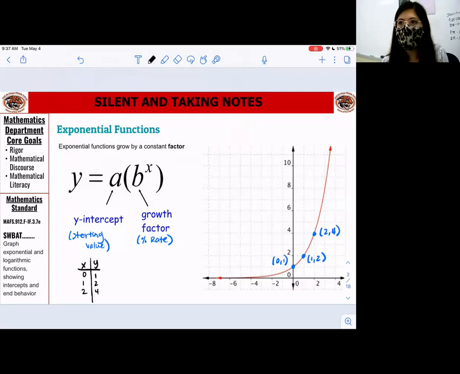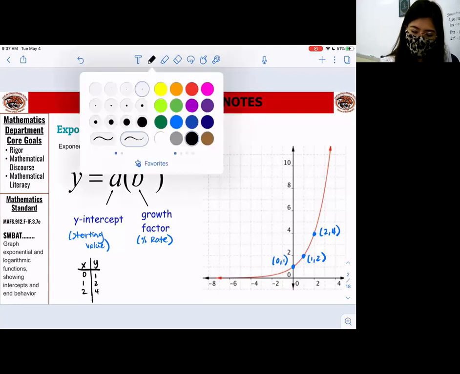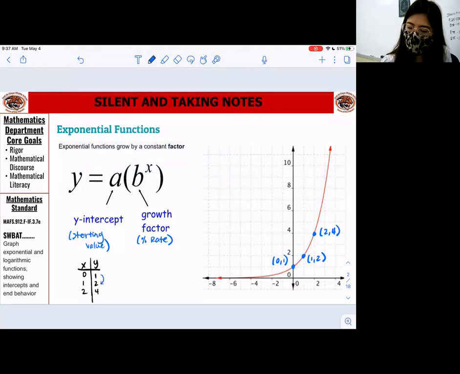From my table, from my little chart, can anyone identify the growth factor? The growth factor. What is the pattern when I go from one value to the next? Good, it goes by 2. So in other words, am I multiplying by 2 or adding by 2? Good, times 2, times 2, times 2, multiplying. So in that case, my growth factor, my B, is 2. And what was my y-intercept from the graph?